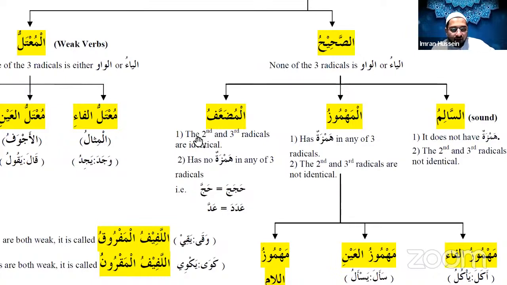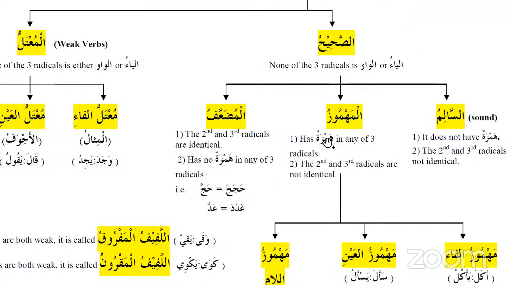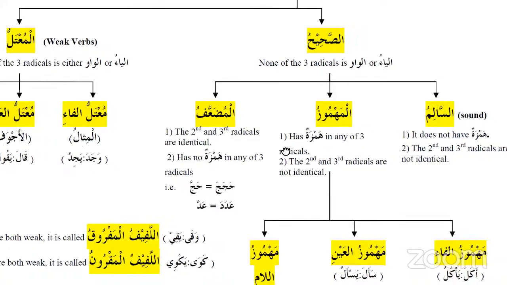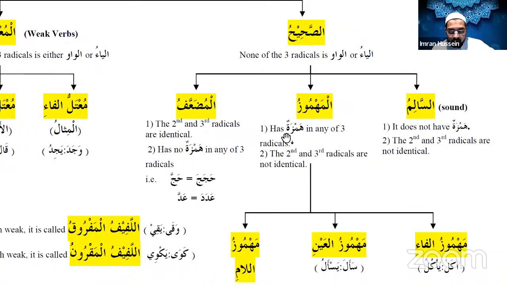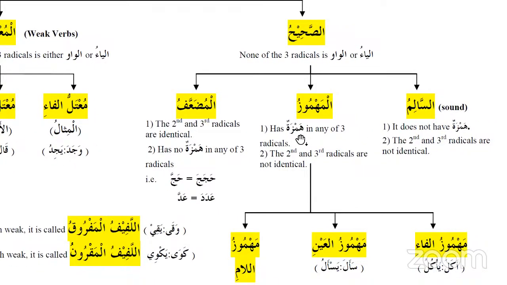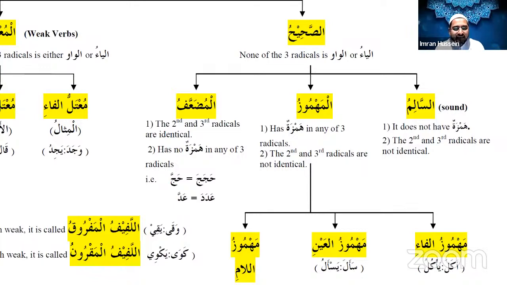Now mudha'af: the second and third radicals are identical, and it has no hamza in any of the three radicals. Is that clear, doctor? This is called mudha'af. And mahmuz is what? Mahmuz has a hamza in one of the three radicals, unlike hajaja and adada.